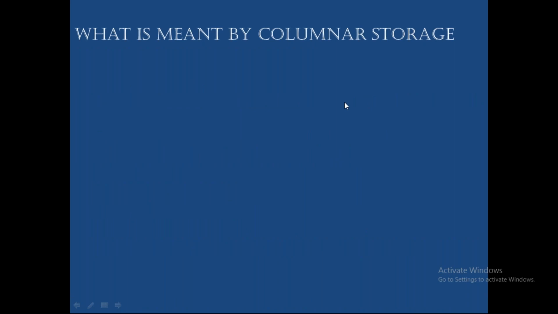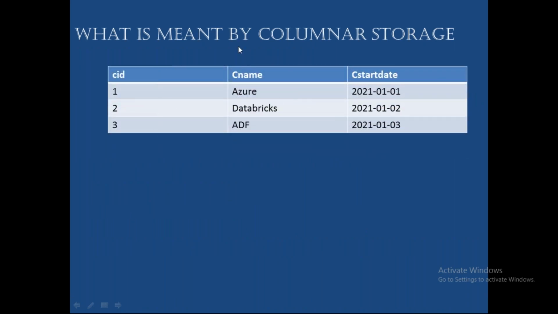What is meant by columnar storage? Let's say you have a course ID, course name, and course start date. So one Azure, this is 2021 Jan 1st, Databricks 2021 Jan 2nd, ADF Jan 3rd. So something like that. I have three courses.